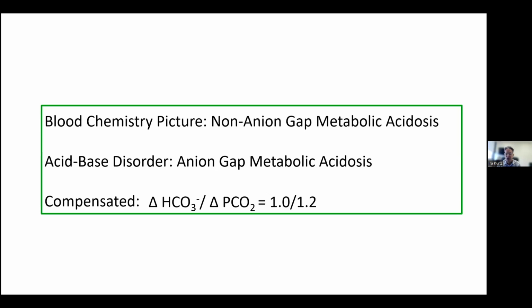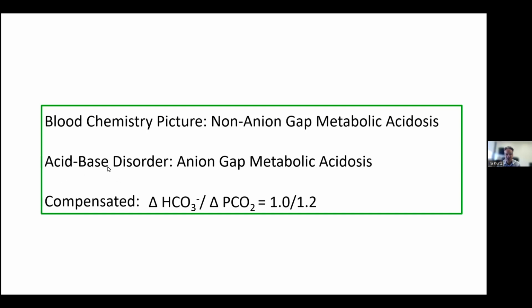So it brings up the question, what should we call the acid-base disorder? People have come up with this approach. They talk about what the blood chemistry picture or snapshot is and what the cause of the metabolic acidosis was, and they distinguish the two. So yes, the blood chemistry picture is of a non-gap metabolic acidosis, but that's not the acid-base diagnosis if you're looking for causation. That's the concept here.